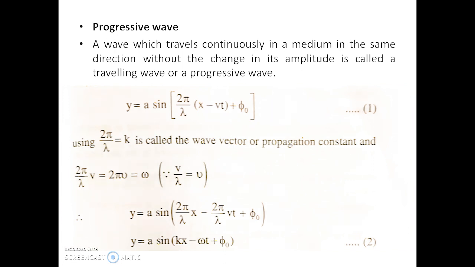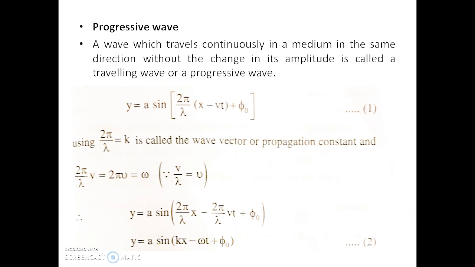Then 2 pi by lambda into v can be represented as omega, as we say. So the equation is actually y equal to a sine of kx minus omega t plus phi 0. We can start from this equation and form the other equations also. That is, start from y equal to a sine of kx minus omega t plus phi 0.